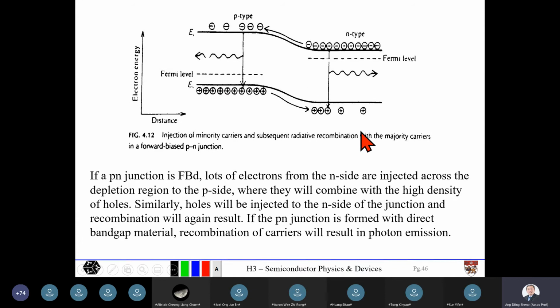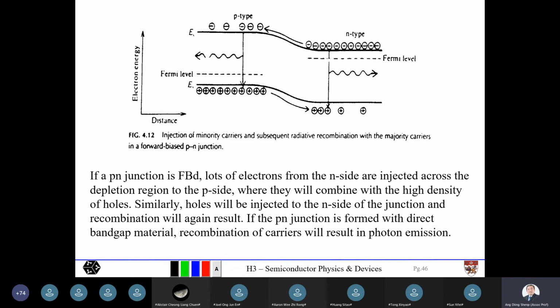Now, if you only have one semiconductor, not a junction like this, let's say you only have the N-type, it is not easy to introduce excess electrons into the N-type semiconductor. You need another material as a source to provide the electrons.